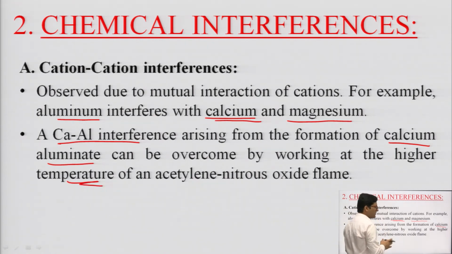So, if aluminum-calcium interactions are observed, you can slightly increase the temperature of the flame. By increasing the temperature, this complex called calcium aluminate will break down, and the calcium would now be available in the free state. So, its emission would be observed in a better manner.